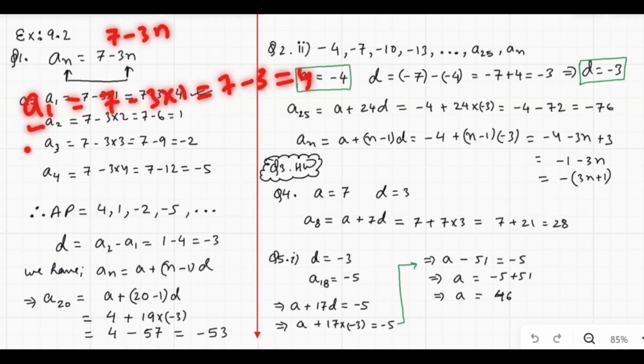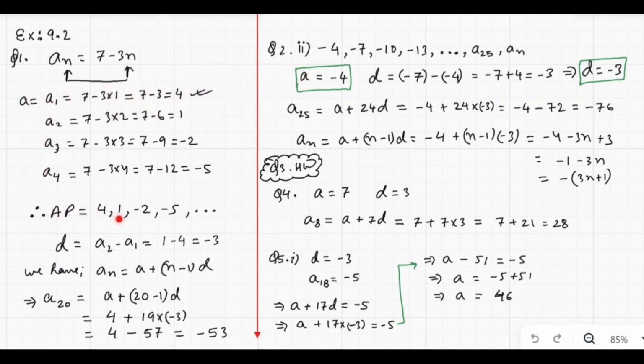Likewise, we can find the second term, third term, fourth term, and hence our AP will be 4, 1, minus 2, minus 5. We are seeing that the values are decreasing. Now, the common difference D is given by A2 minus A1, that is the difference between two consecutive terms, A2 minus A1 or A3 minus A2 or A4 minus A3. Here we have 1 minus 4, that is minus 3. So D is equal to minus 3.